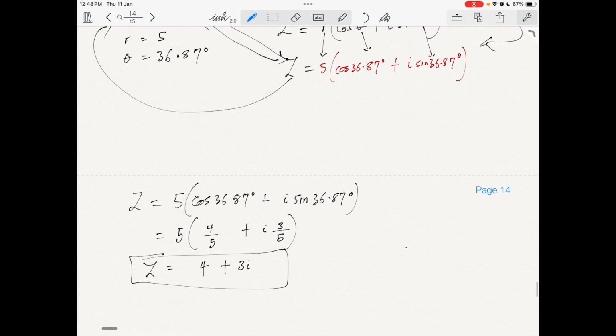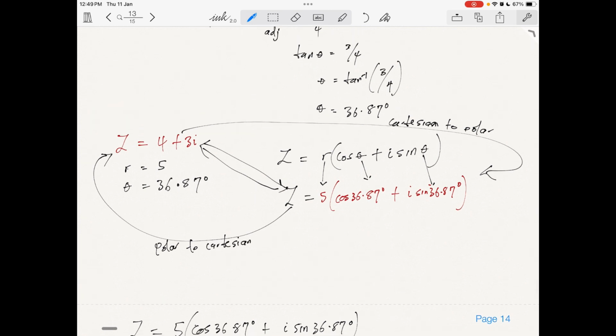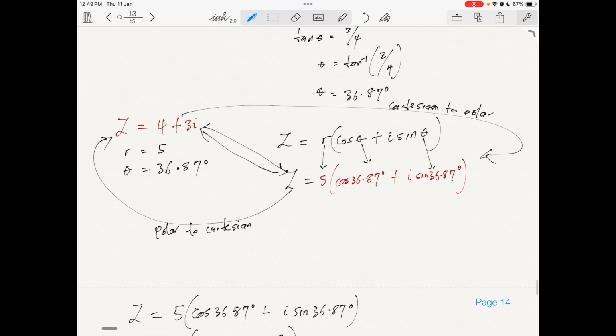So this is simple. We have been able to transform from Cartesian to polar, and this is moving from polar to Cartesian. So this is a simple conversion of a complex number from Cartesian form to polar form.